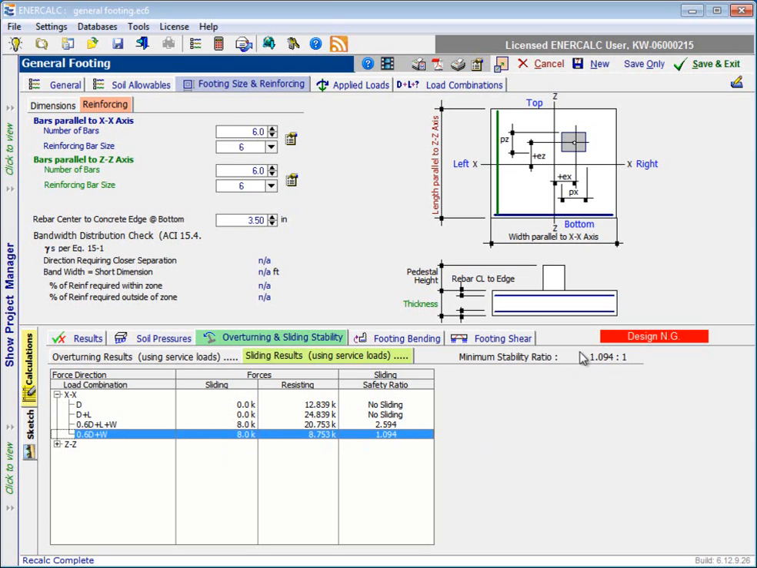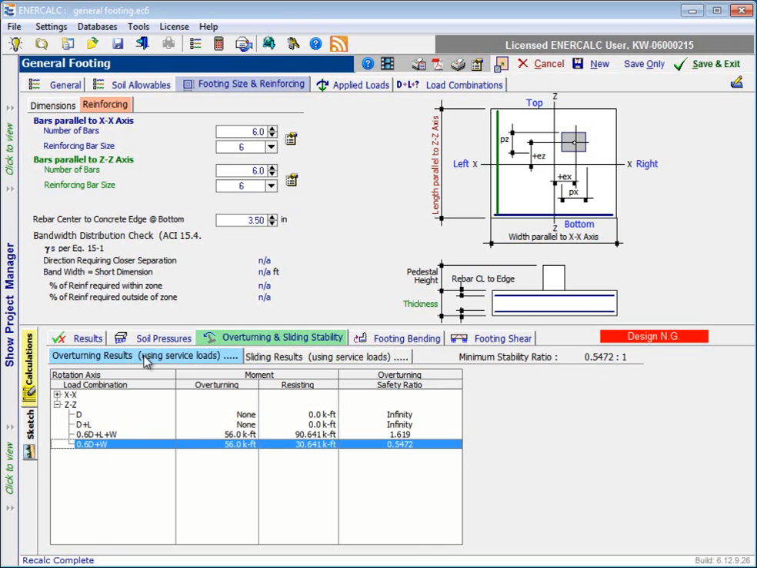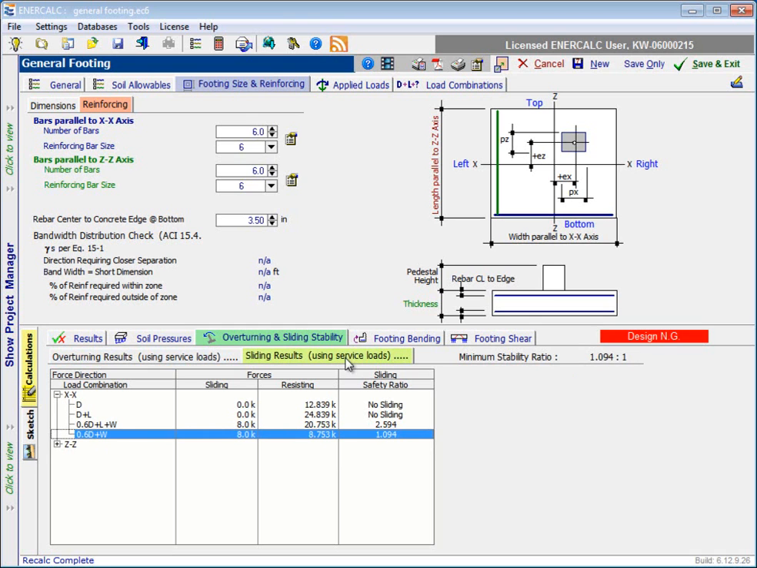Notice that for each of these tabs, the sliding and the overturning, we can see a quick report of the minimum stability ratio. So if we had a more complicated situation where we had multiple load combinations that were causing sliding and/or overturning, we could quickly just come over and take a look at the minimum ratio reported here on the far right hand side. So that's a look at the options and the results that are provided on the overturning and sliding stability tab.